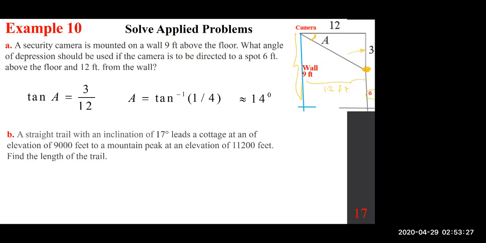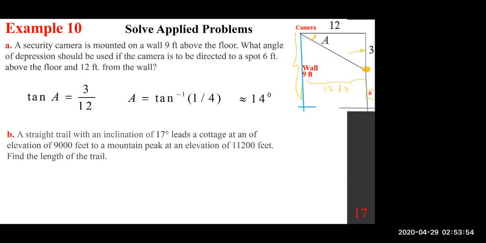A straight trail with an inclination of 17 degrees leads from a cottage at an elevation of 9,000 feet to a mountain peak at an elevation of 11,200 feet. Find the length of the trail. Thank you so much. So again, everything is about setting up. If we can set this up right, you should have no problem, okay?